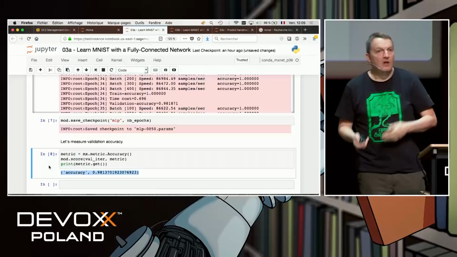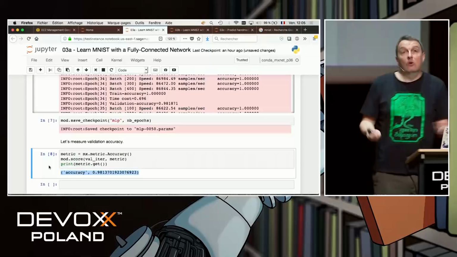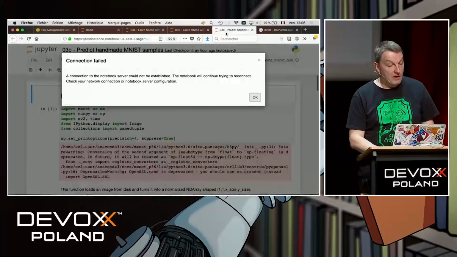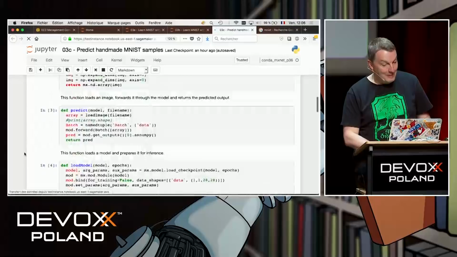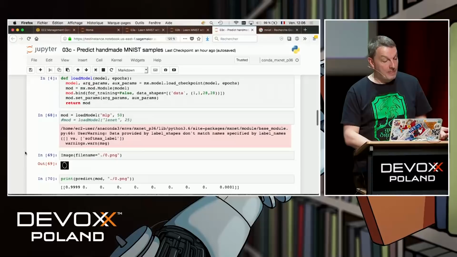So is this good? Is this bad? How do you know? Sounds good, 98%. But you will not know until you try real-life samples. So I did what I had to do. I took my paintbrush application, and I drew some digits, and you can see them here. And we're going to try and predict them using the model that I just trained.